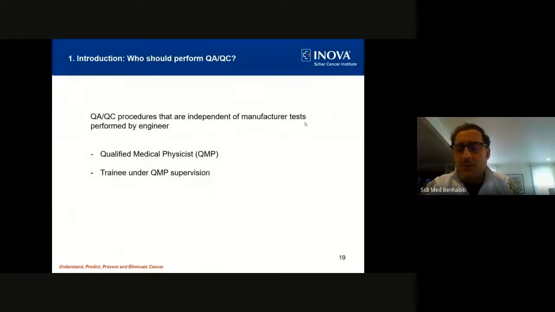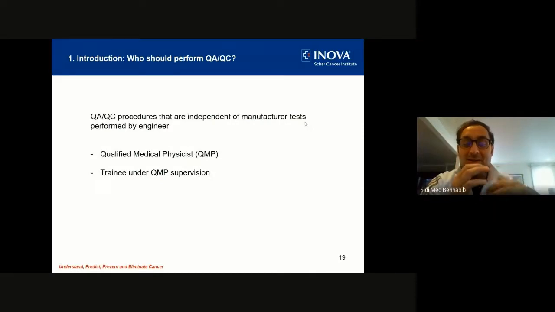So who should perform the QA or the QC? Not usually here in the US. So one thing I forgot to mention about these TG reports: AAPM TG reports are recommendations. It is not a law. You can follow them, or you can do better. But in some states, they started implementing these TG reports as law, like TG142. I think in Ohio State, I believe, it is a law.